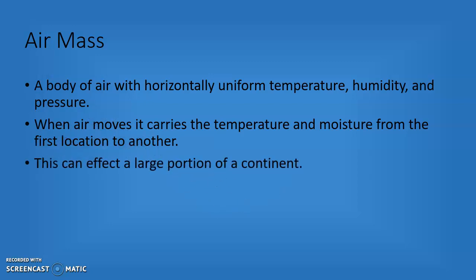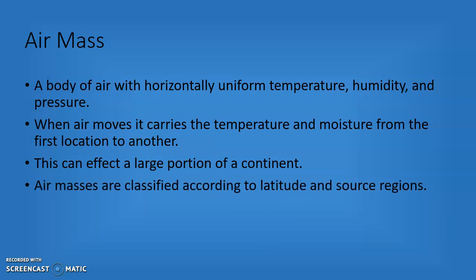This can affect a large portion of the continent. That's why we have colder air in the winter and warmer air in the summer. Air masses are classified according to latitude and source regions. Now, living in Oklahoma, we have many tornadoes, and it happens around springtime.